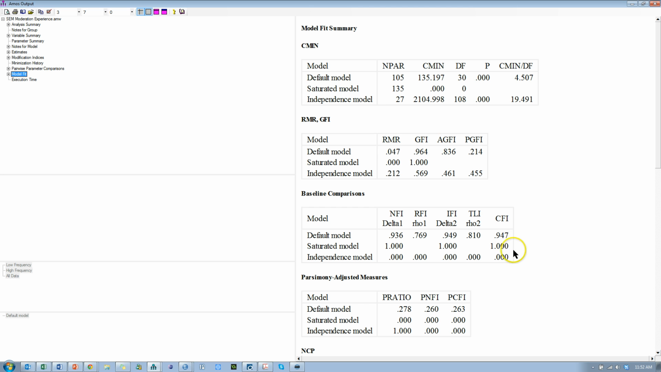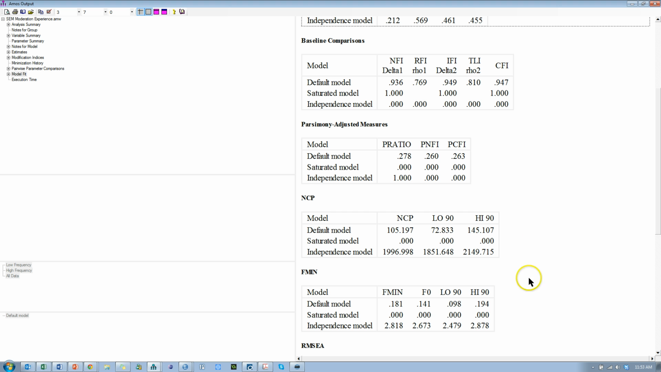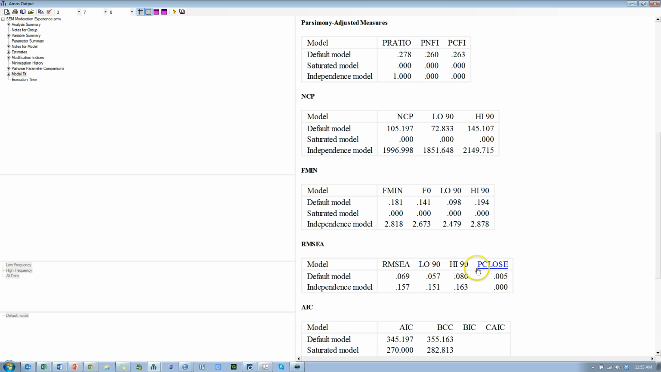Model fit, 947. Pretty good for a composite model with 350 respondents. For 375, that's less than 5, not less than 3, but less than 5. So we're pretty good here. You could definitely argue it. 0.005. It's not perfect. It is within range.